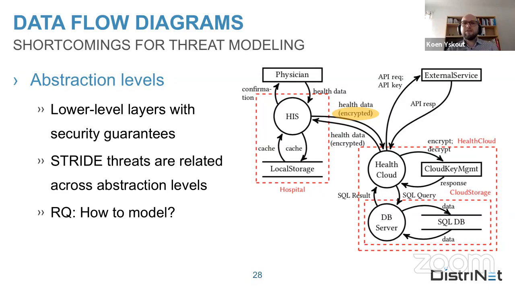And I don't know of a good way to model this. I also don't know whether these kinds of things pop up in practice. If you were threat modeling here, would you always be looking at just the application level, or does it sometimes happen where you say, okay, you can have a spoofing threat that leads to information disclosure? Any thoughts or experiences with that particular part?